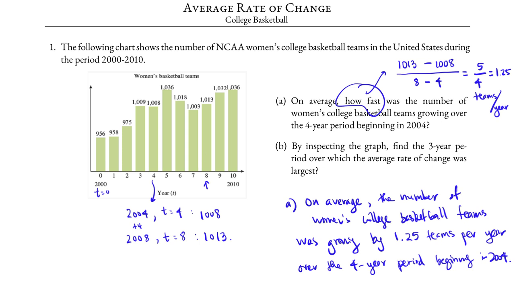For part B, by inspecting the graph, find the 3-year period over which the average rate of change was the largest. By inspecting only, we are not going to perform any computation here. We will simply pick every 3-year period, starting with 0, then the 3-year period would go to 3. From t equals 0 to t equals 3, or 3 minus 0 is 3, this would be the rate of change over a 3-year period divided by 3.